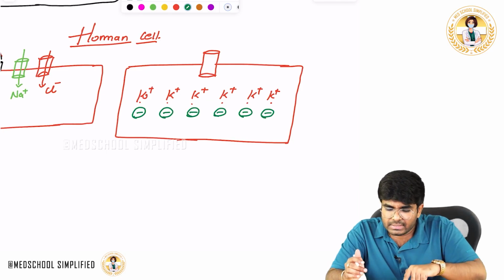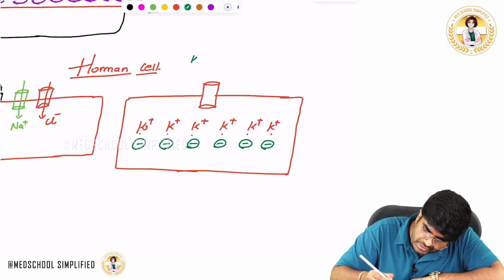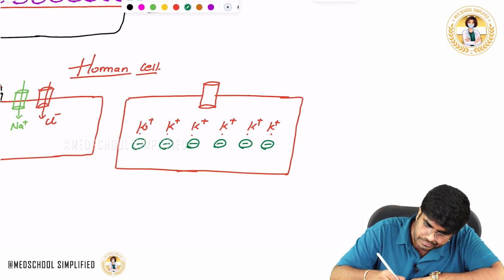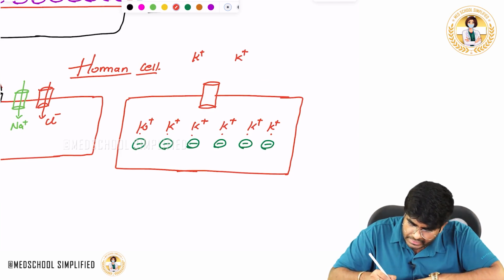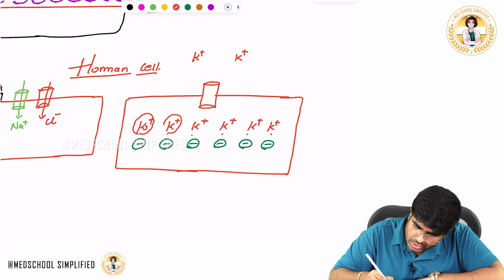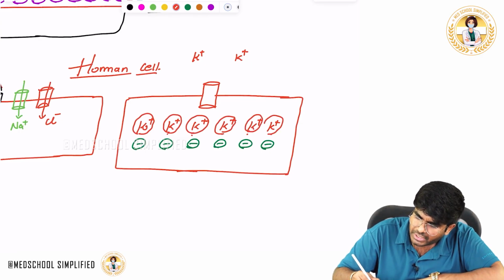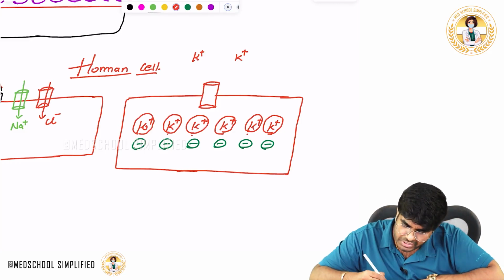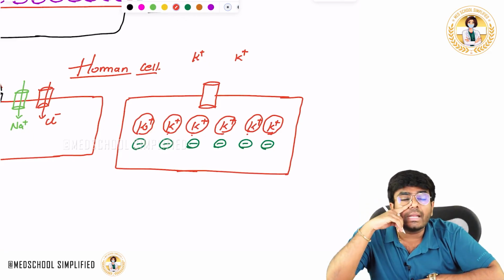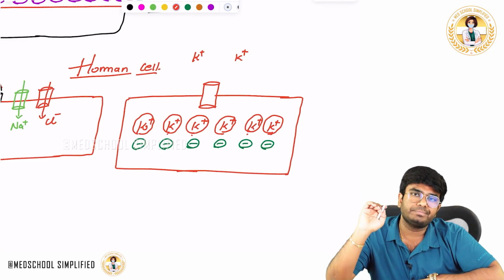But the point is, potassium is more inside the cell and potassium is less outside the cell. You know it, potassium concentration outside the cell is less. So I can clearly say there is a concentration gradient for potassium. Potassium is more inside the cell and less outside the cell, so potassium will try to go out of the cell.